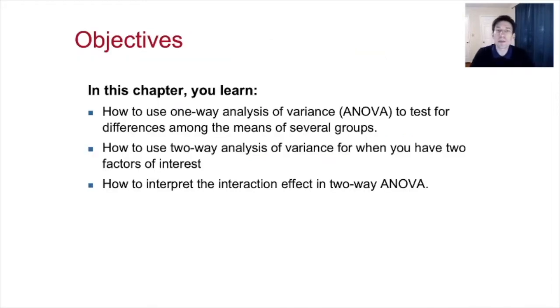So what do we learn about in this chapter? Well, we learn about using one-way analysis of variance, one-way ANOVA. What we use that for is to test for the differences between the means of several groups. We'll understand what that means in a second. Then we learn about two-way analysis of variance, two-way ANOVA, and we'll particularly insist on the interaction effect that can be revealed in a two-way ANOVA.